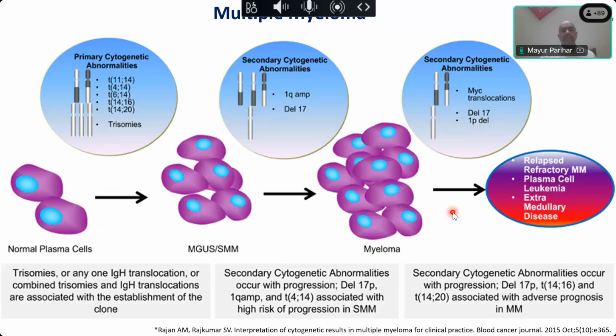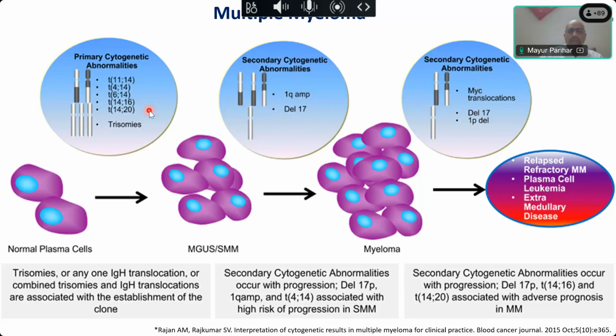So multiple myeloma, when you look at the biology of multiple myeloma, you must know that there are primary cytogenetic abnormalities and secondary cytogenetic abnormalities. So the IGH gene rearrangement and trisomy of chromosomes are primary abnormalities. They happen very early in the course of the disease. And ones like 1q amplification or 1p deletion, deletion 17p, MYC can either appear as a secondary abnormality or can be present as a primary abnormality.